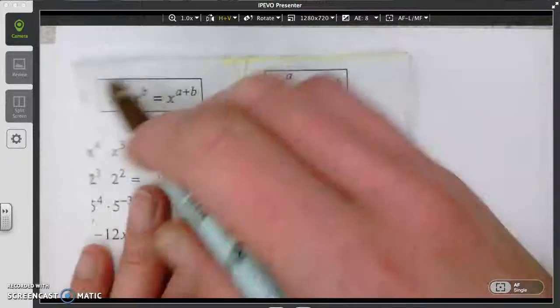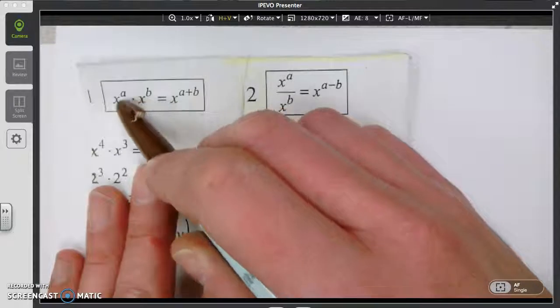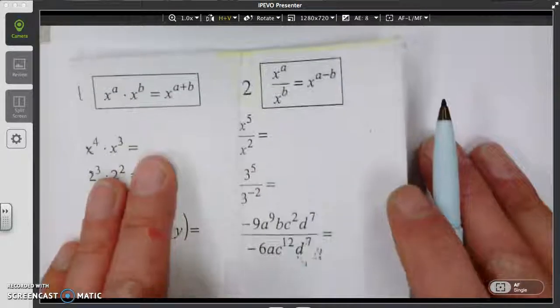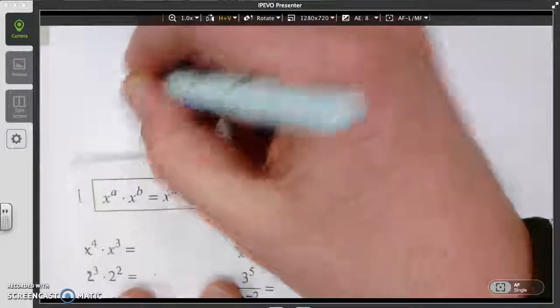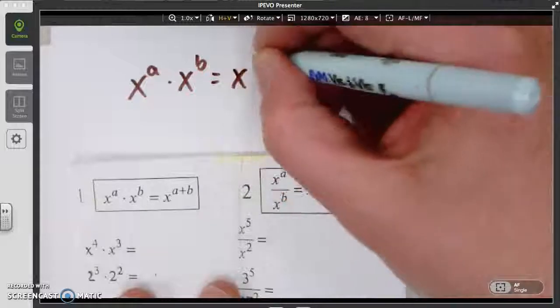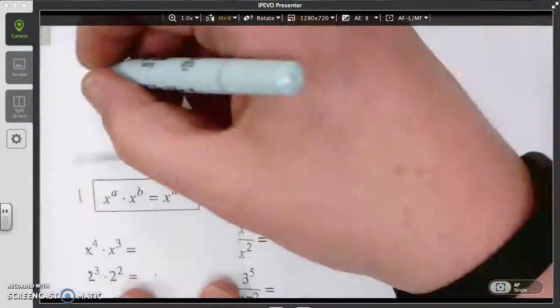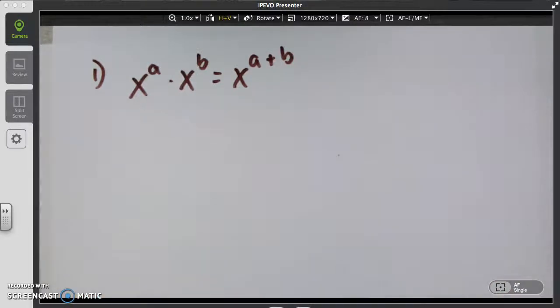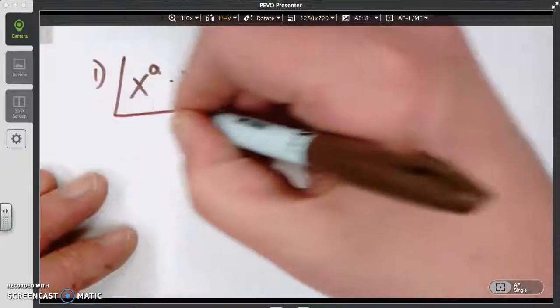The first rule: x to the a times x to the b is x to the a plus b. Okay. X to the a times x to the b is x to the a plus b. Put a 1 there because that's page 1. Now let me move this so I have some room. Let's try to figure out why this is, because that by itself is very abstract.